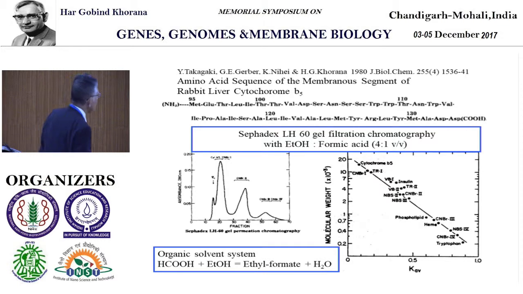One important thing that I want to mention is that we developed an organic solvent system. This is for gel permeation, gel filtration chromatography: ethanol 4 volumes and formic acid 1. We leave it for 1 week, and eventually ethyl formate is formed and equilibrated. So it must be a mixture of these four components. This was a very great solvent for solubilizing membrane proteins, very hydrophobic proteins.